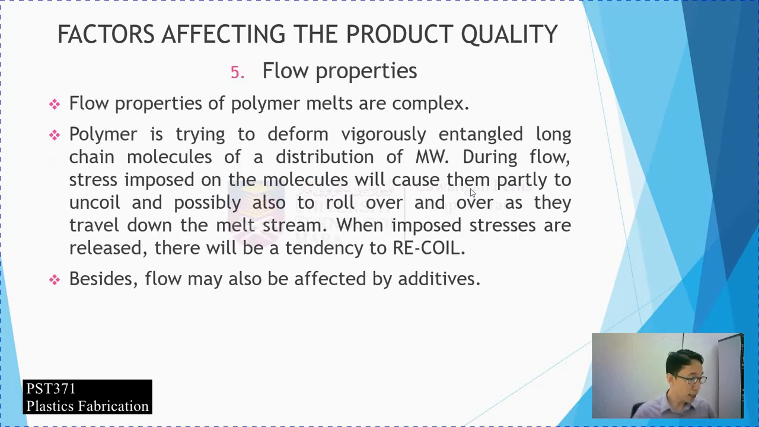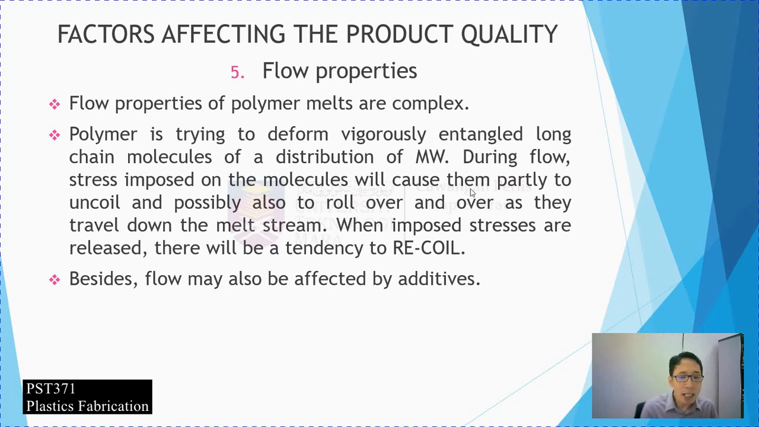The fifth one is the flow properties. Flow properties of polymer melts are complex, of course. Why? Polymer is trying to deform vigorously entangled long chain molecules with a distribution of molecular weight. We know that each of the materials has a different molecular weight. During the flow, stress imposed on the molecules will cause them partly to uncoil and possibly allow them to roll over and over as they travel down the melt stream. When imposed stress is released, there will be a tendency to recoil.